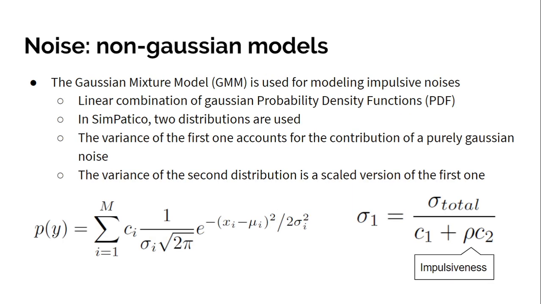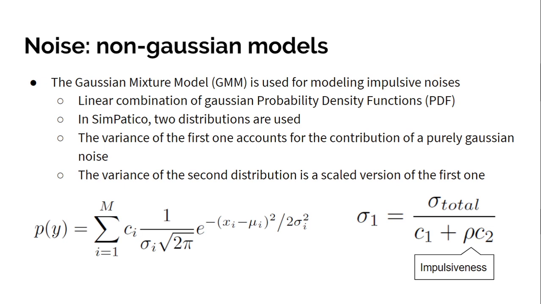Let's move on. So the simulator also has some non-Gaussian noise models, because it is important to see that in many applications the Gaussian modeled noise is not very useful to model impulsive noises and some other higher frequency noises. So we had to implement some non-Gaussian noise models.